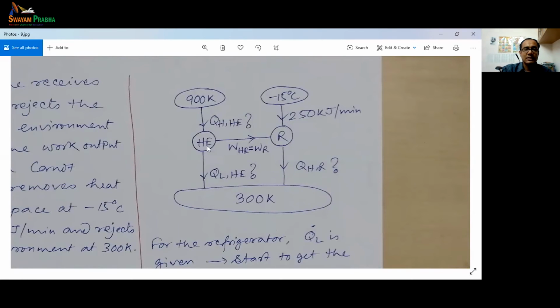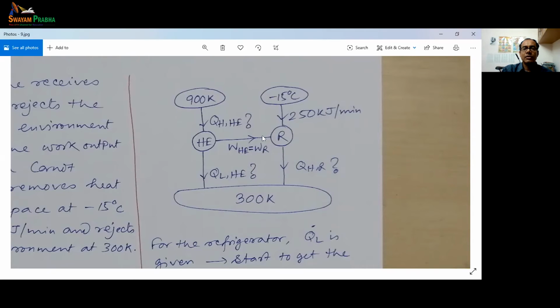And then what it does, it dumps QL amount of heat to the 300 Kelvin reservoir, and in the process it gives out some work, which is W, and this work itself is acting as the input to the refrigerator. That is also a Carnot refrigerator. Okay, so the work here is equal for heat engine output and the refrigerator input.